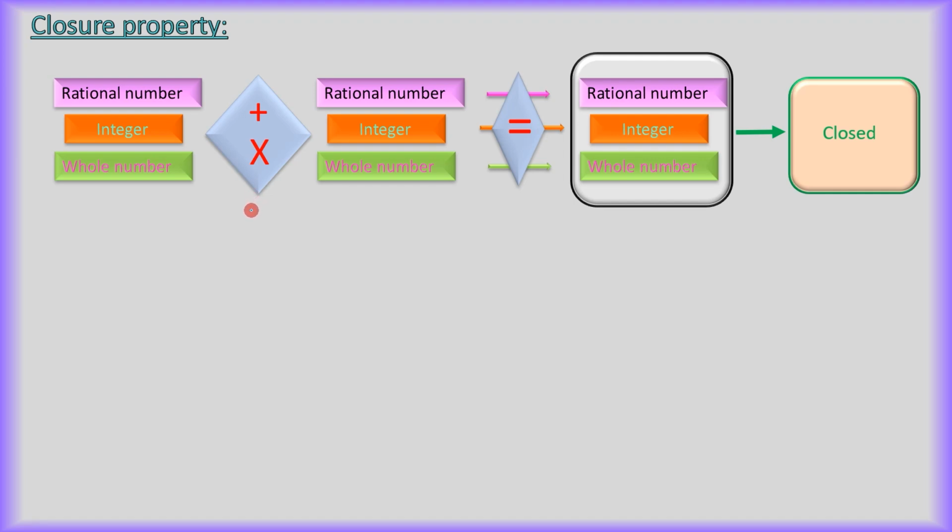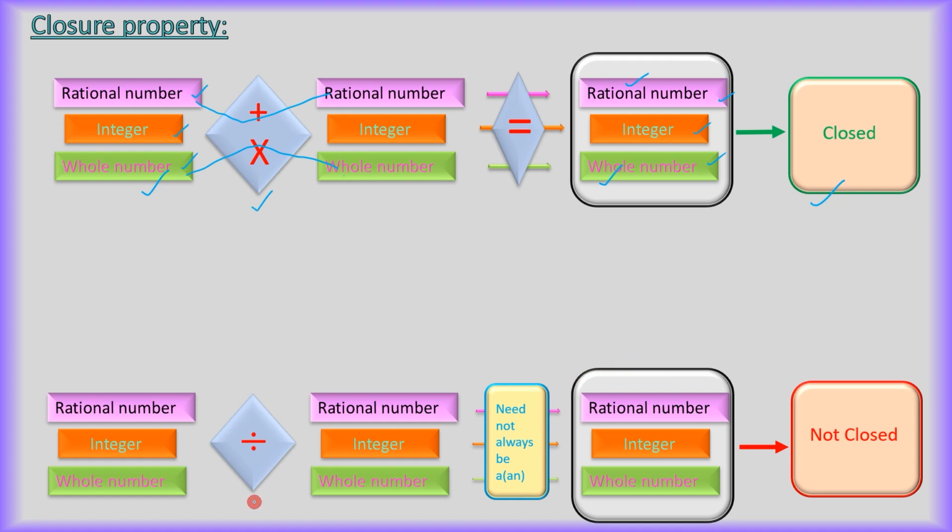When we perform the operations addition and multiplication on rational numbers, integers, and whole numbers, the answers we get will be the same type of numbers. That is, when we add two rational numbers, the answer is again a rational number. And when we multiply two whole numbers, the answer is again a whole number. So we can say these three types of numbers are closed under the operation addition and multiplication.